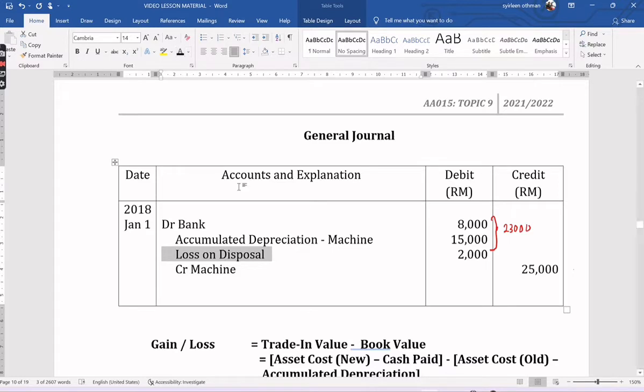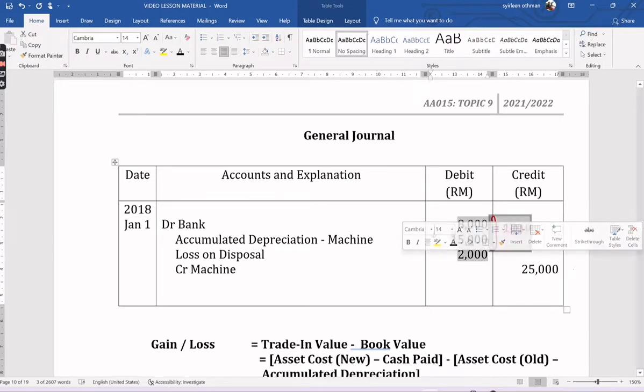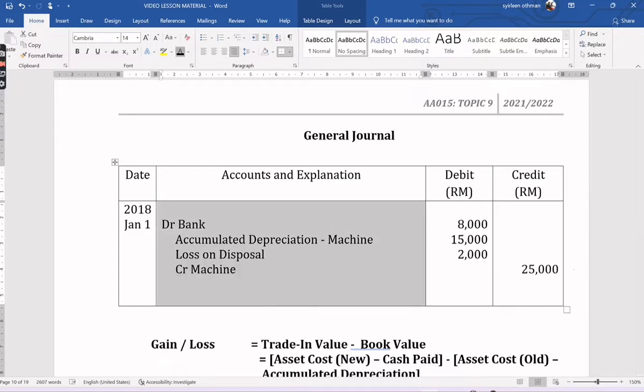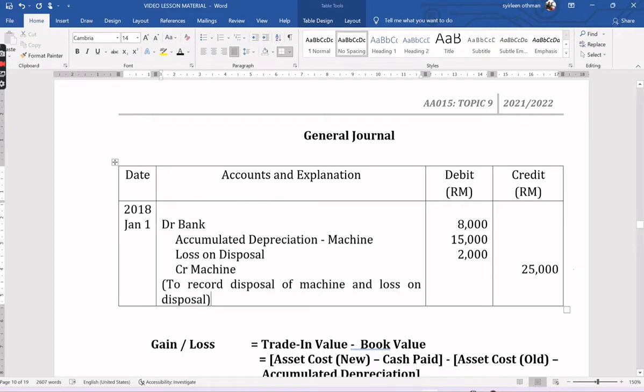Okay, so when we add that 2,000, then we see the debit side is 25,000 and the credit side is 25,000 as well. So only then can it balance. So this will be the disposal of the machine, and at the same time you are recording the loss on disposal.